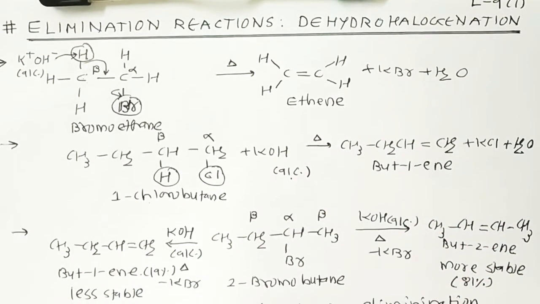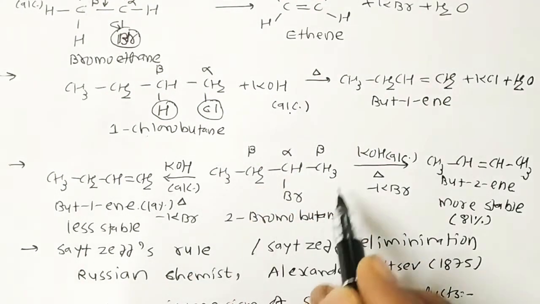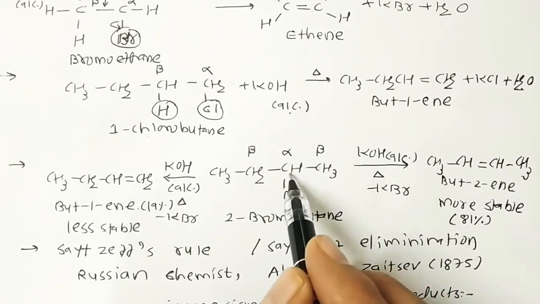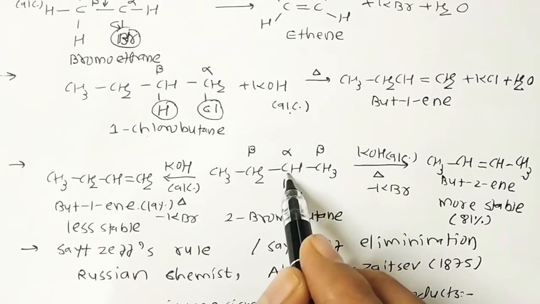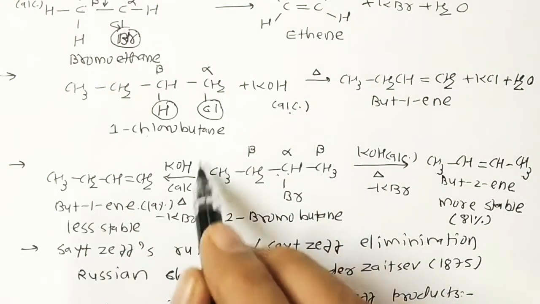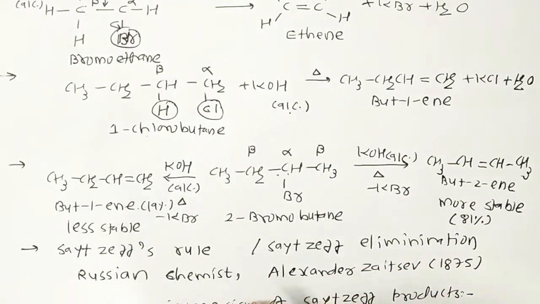But if the halogen is present on any carbon atom within the chain, in this case not at a terminal position but on the second carbon, the alkyl halide can undergo dehydrohalogenation in two or more different directions.